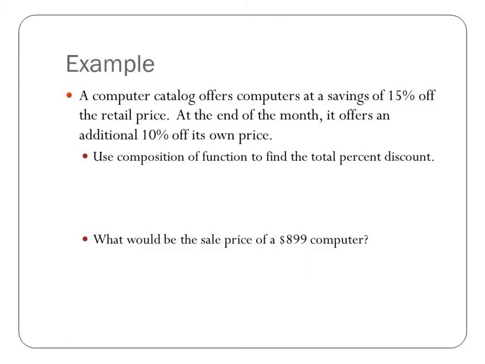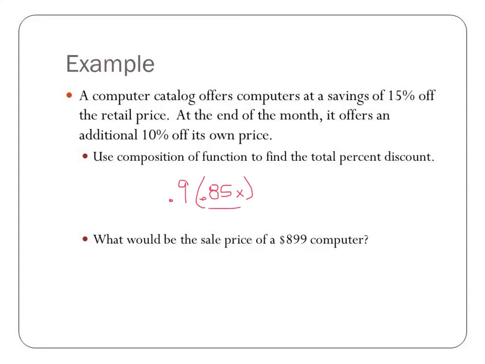Okay, so the first thing they're going to do is take this 15% off. So if we want the total percent discount, if we're going to get 15% off, then we're going to pay 85%. So we're going to pay for 85% of the cost of our computer. So that would be our inside function. Our composition function is going to say, if we take an additional 10% off, we're going to have to pay 90%.